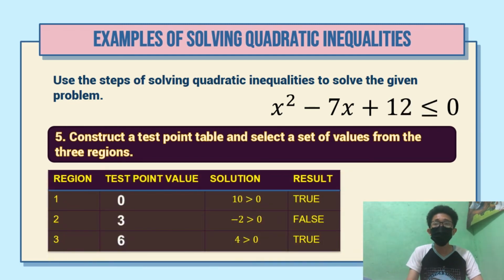Now we complete the test point table that you saw in our first slide in step 5. The solution will be those regions which are considered true in the quadratic inequality as we solved a while ago. Those results with true are considered the solution set of the quadratic inequality. So we have region 1, 10 is greater than 0, that is true. For region 2, negative 2 greater than 0, which is false. And region 3, 4 greater than 0, which is true.